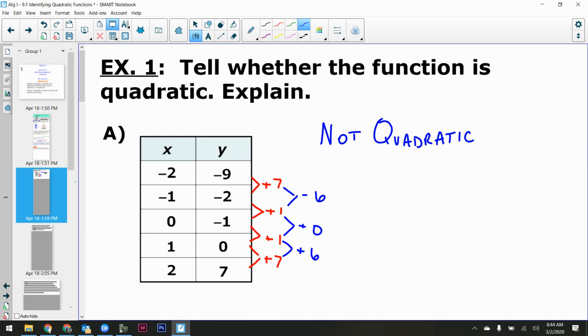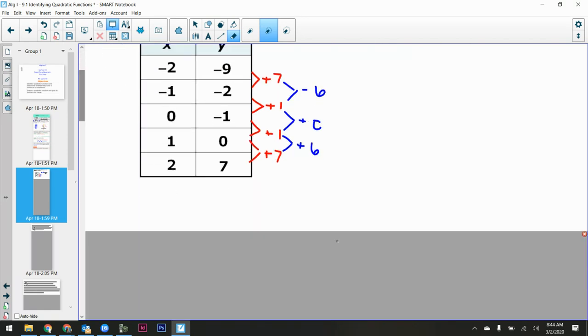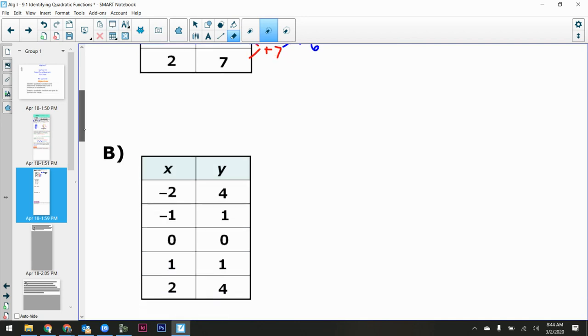You want to see something cool? Now, this is beyond us right now, but take a look here. How much am I going from -6 to 0? How much am I going from 0 to 6? Guess what it would be if you go to the third differences? It would be cubic, raised to the third power. But you'll get that in Algebra 2. A little foreshadowing there. Okay. So that would be not quadratic. That's all we know right now. It's just not quadratic. Try part B on your own.